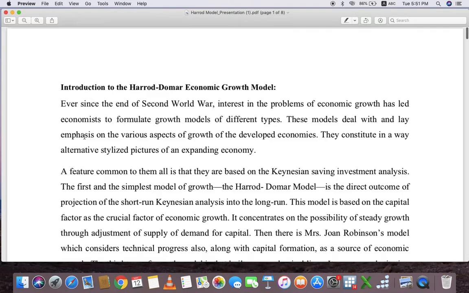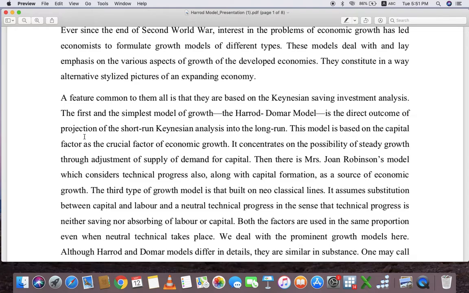Among these growth models, the Harrod-Domar model is the simplest and the first model. This model is basically the long run projection of the short run Keynesian analysis, and capital has been given the most importance, that is, capital is the crucial factor of economic growth in this model. Through the adjustments of supply and demand for capital, an economy can achieve steady state growth according to this model.